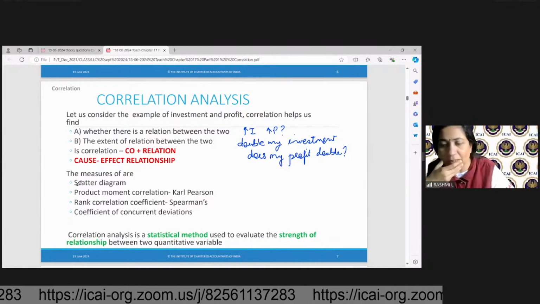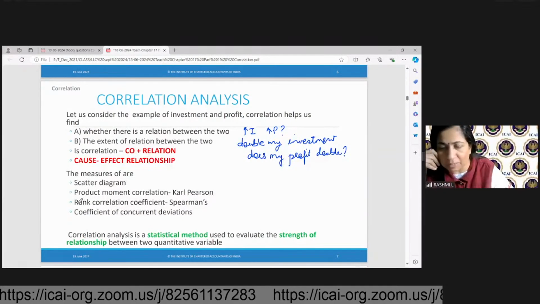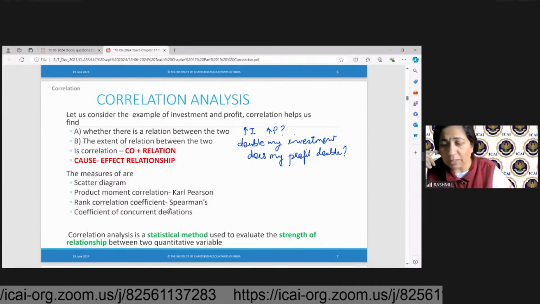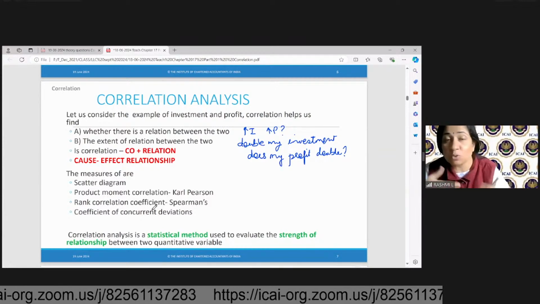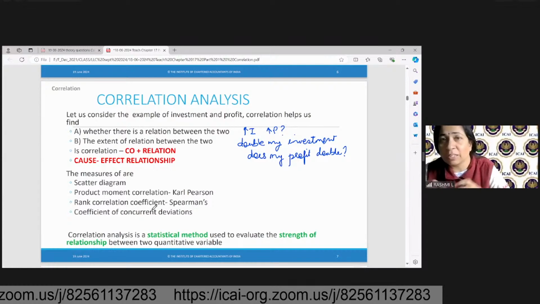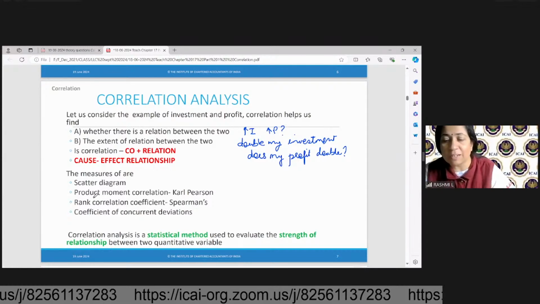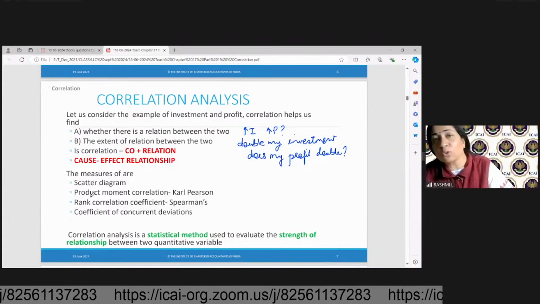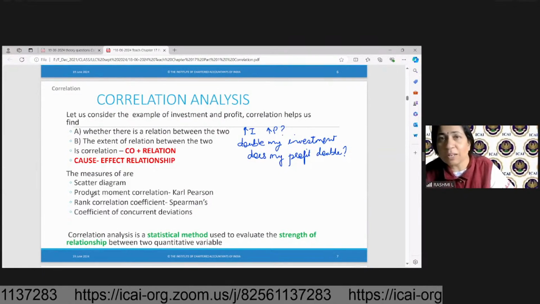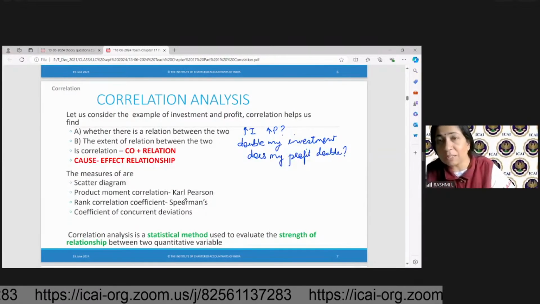And these are the 4 methods: scatter diagram, product moment correlation, that's Karl Pearson; rank correlation, that is Spearman; coefficient of concurrent deviation. Why I'm writing this so many times is because these names sometimes come in separately. Like here, they may say, find the product moment, and you're so used to talking of Karl Pearson. It should not happen. So you should know that this and this are the same. And Spearman means rank.